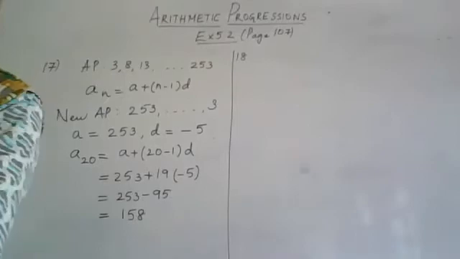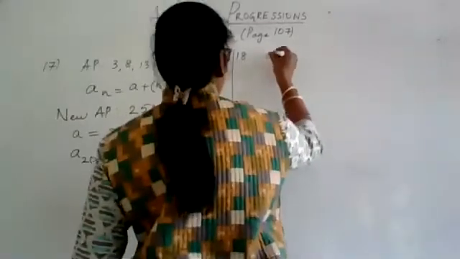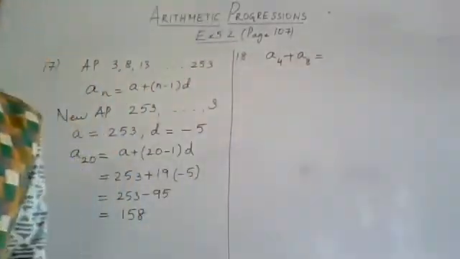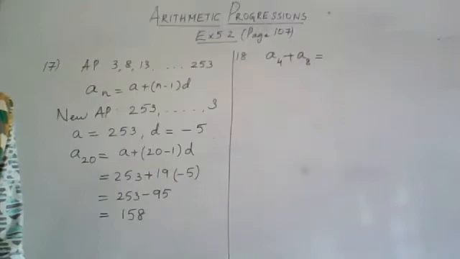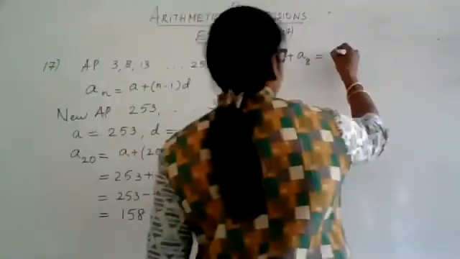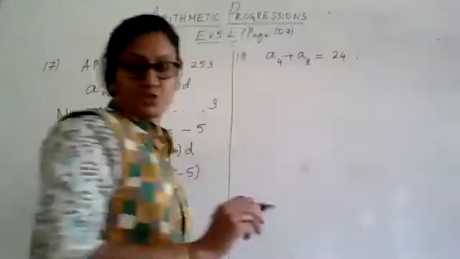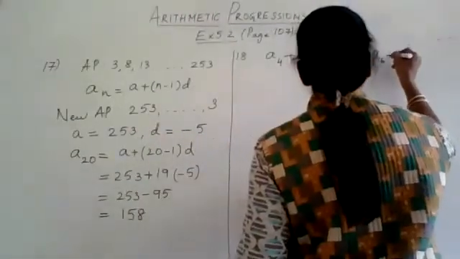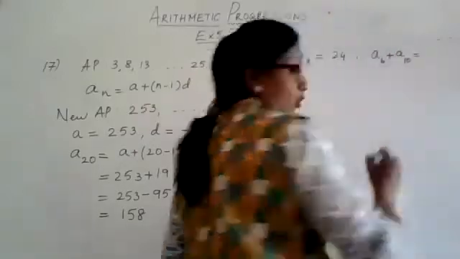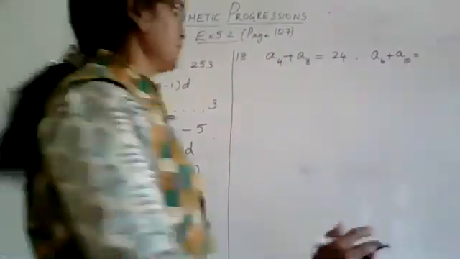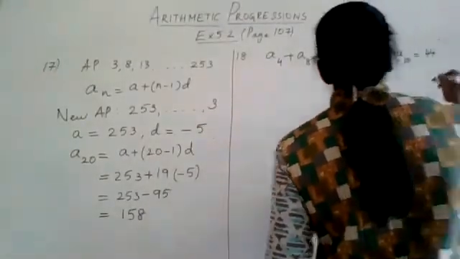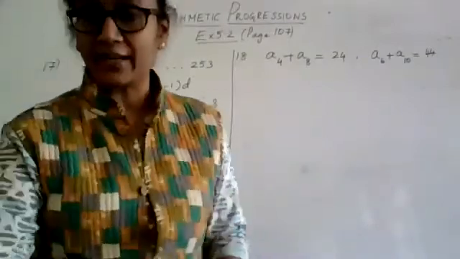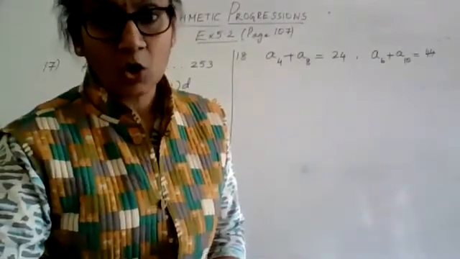The sum of the 4th term and the 8th term, so A4 plus A8, when you add them, you get 24. Then the second information given to you is the sum of the 6th and the 10th term, that is A6 plus A10, which is 44. So these are two big pieces of information given to you. Using this, you should be able to find out the first 3 terms of the AP.